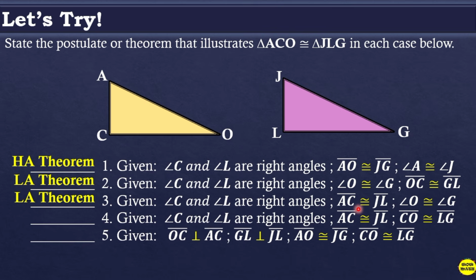And then next, we have AC is congruent to segment JL, and then segment CO is congruent to segment LG. So these two triangles are considered LL theorem. So by the way, you must have two markings here. Okay? So dapat dalawa ang markings niyan.